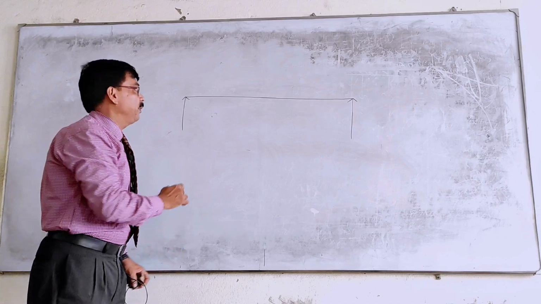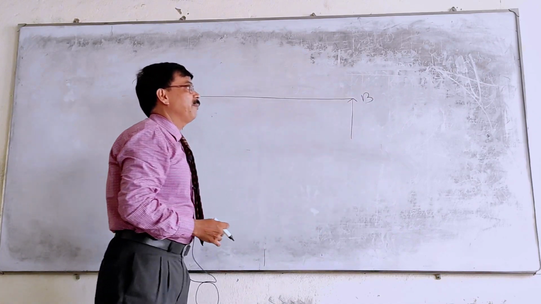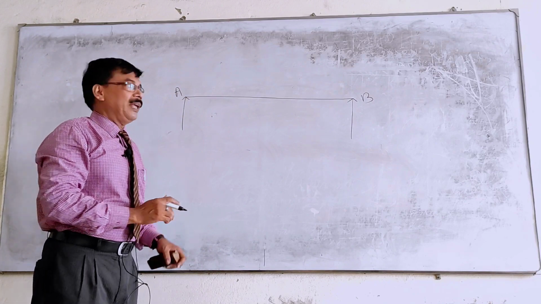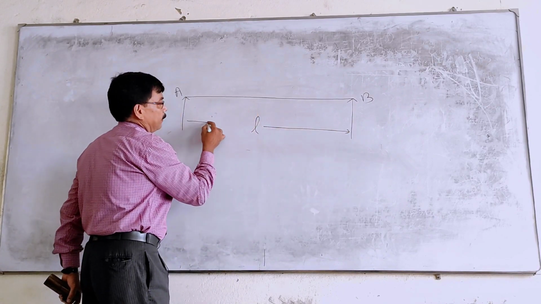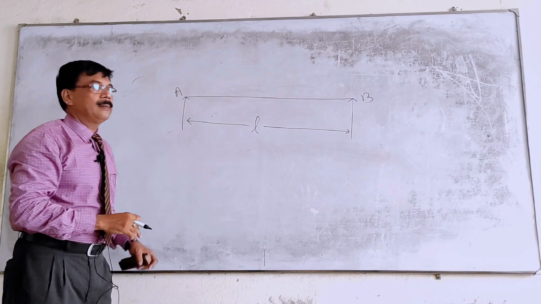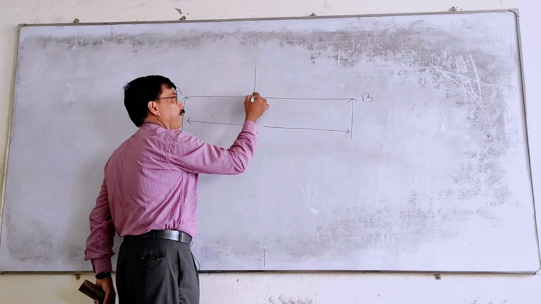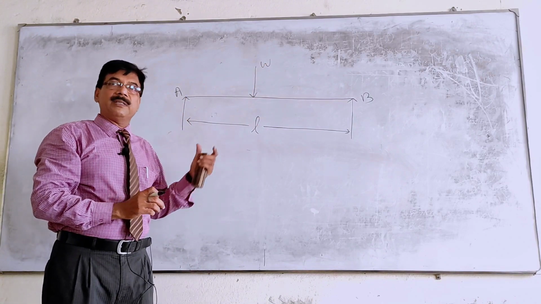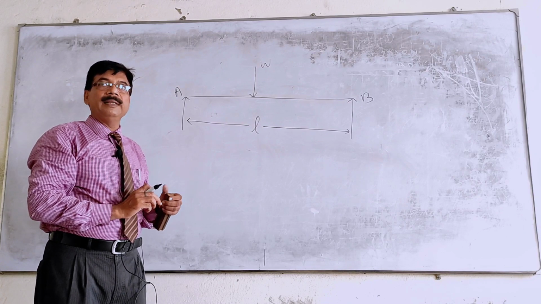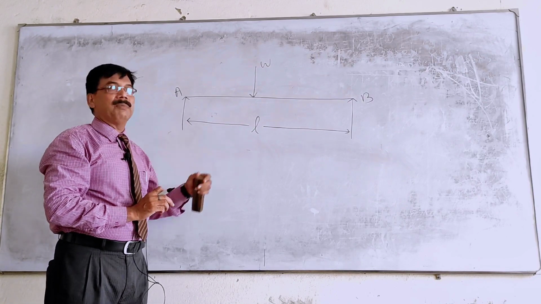This is a simply supported beam. Name it AB. AB is the beam whose length is say L, and there is one point load at its midpoint, say W. AB is the beam. At A there is a support, and at B there is another support. It is called a simply supported beam.